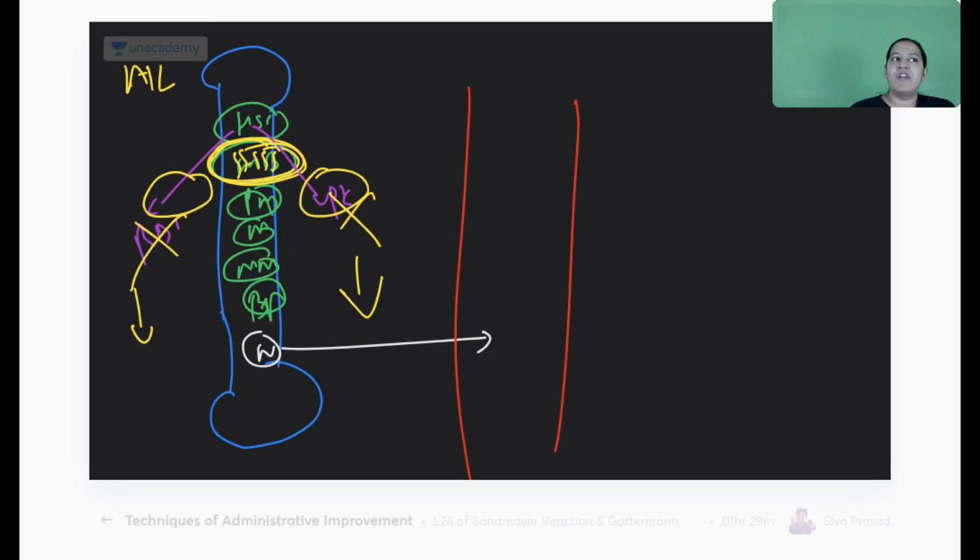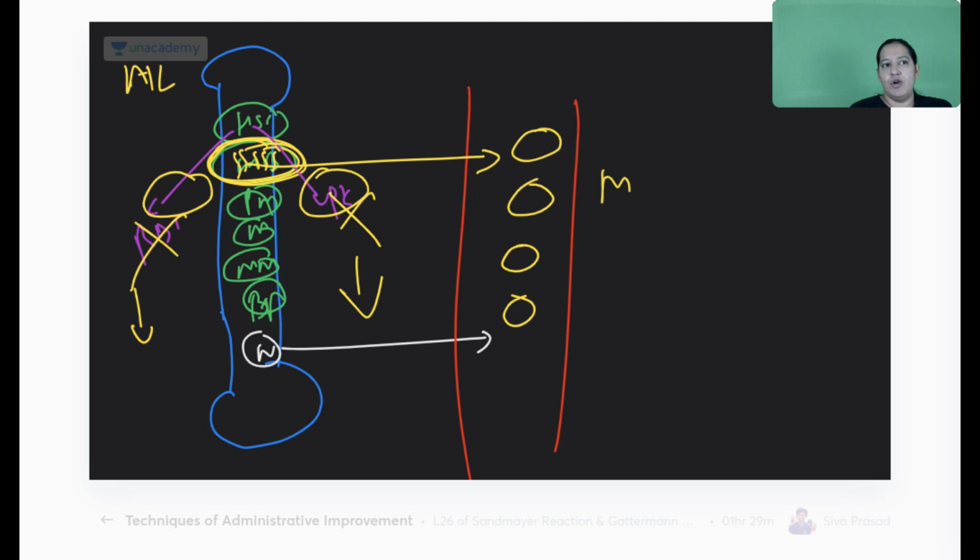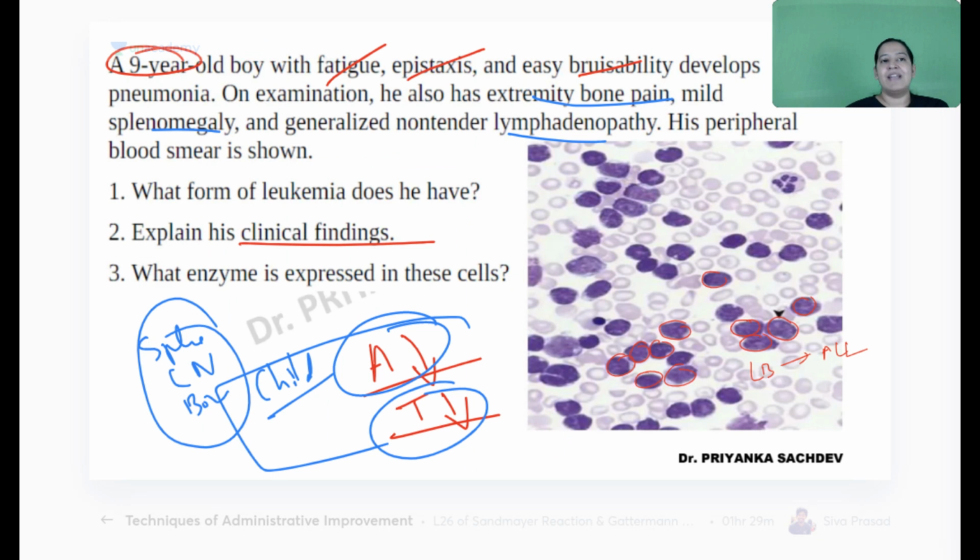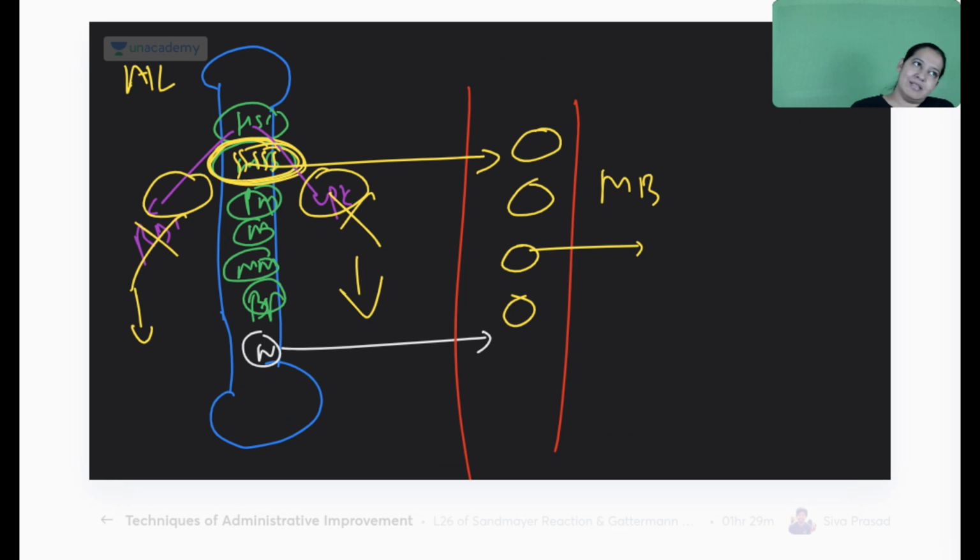Now this blast proliferates too much and it will come in the blood. So the whole blood is flooded with blasts. That's why when you take blood for the peripheral smear and see the slide, all of them are blasts. You can't see any other cell. You can see only blasts. This thing also, got it.